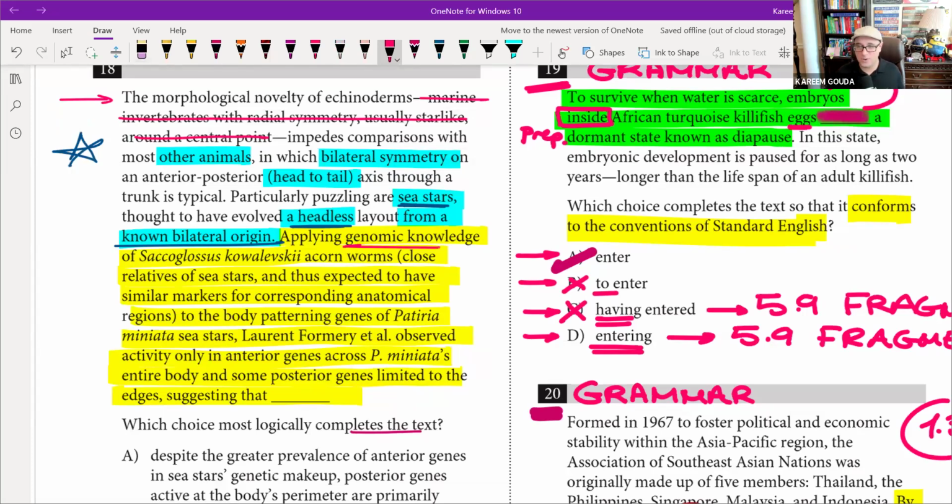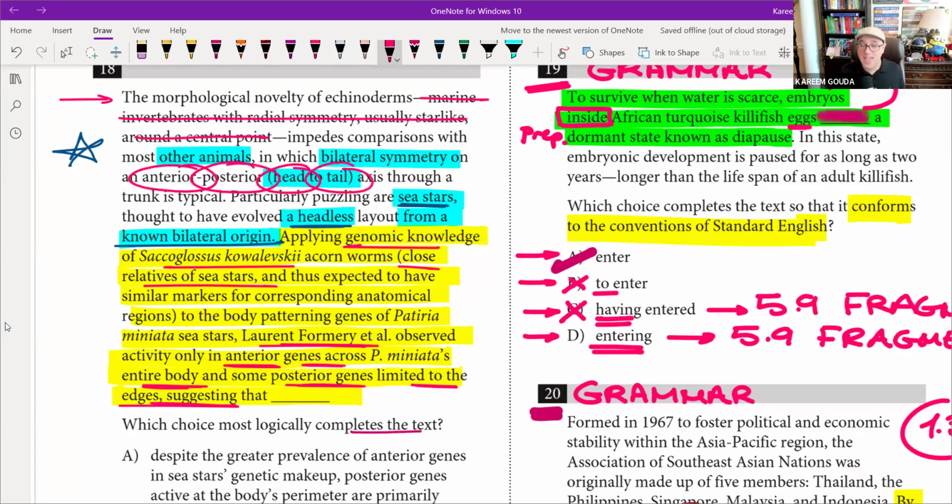Let's see. Applying genomic knowledge of close relatives of sea stars, okay, so this thing is related to sea stars, thus expected to have similar markers for corresponding anatomical regions to the body patterning genes of so and so. These researchers observed activity only in anterior genes across the entire body, and some posterior genes limited to the edges. What's the meaning of anterior? Anterior means head, posterior means tail. So when they looked at the genomics and the genes, they found activity only in anterior genes.